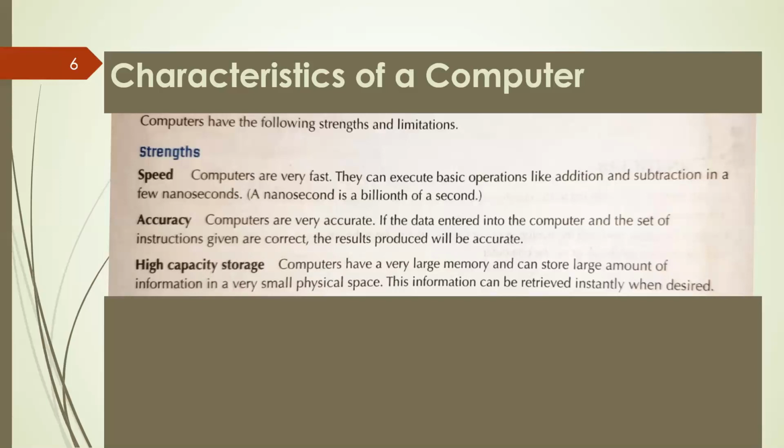Computers have a very large memory and can store a large amount of information in a very small physical space. This information can be retrieved instantly when desired. The third characteristic of a computer is high capacity storage. A very large memory can be stored in a very small physical space in the computer, which is called the hard disk.